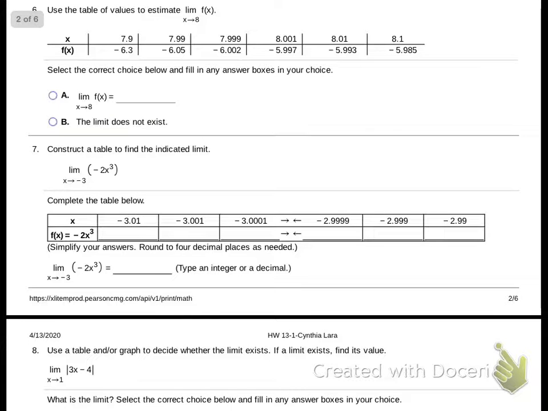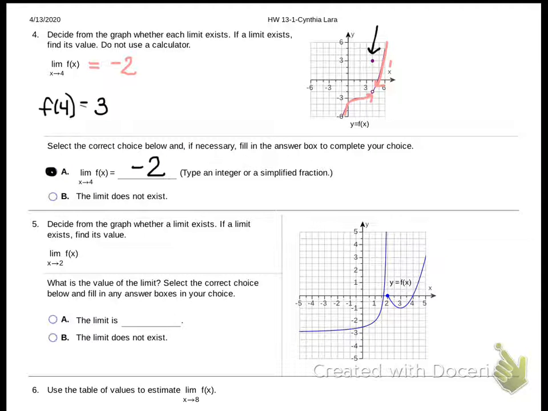Now we also need to, wait, did I answer 5? I did not answer 5. Sorry about that. So this would be a good time, I think, for you to pause and check and see if you got it, and then unpause when you've got an answer. So determine from the graph whether the limit exists. If it exists, find its value.